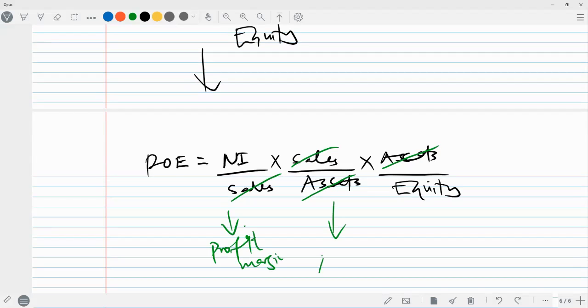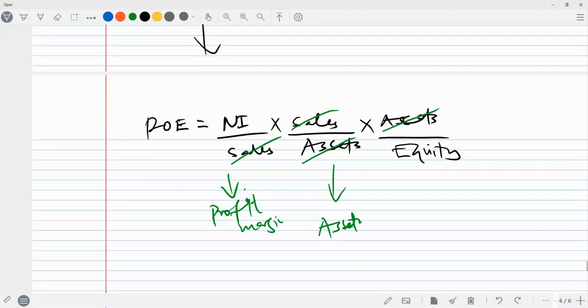Sales over assets, you said, is called the asset turnover. And generally, if you assume the firm is wholly financed by equity shareholders, don't forget therefore assets is equal to equity. Therefore, conventionally this can be equal to 1, because assets divided by equity gives us 1. Let's see what they're saying.